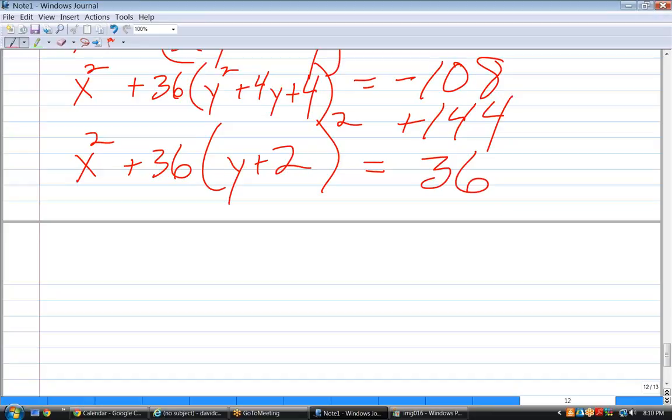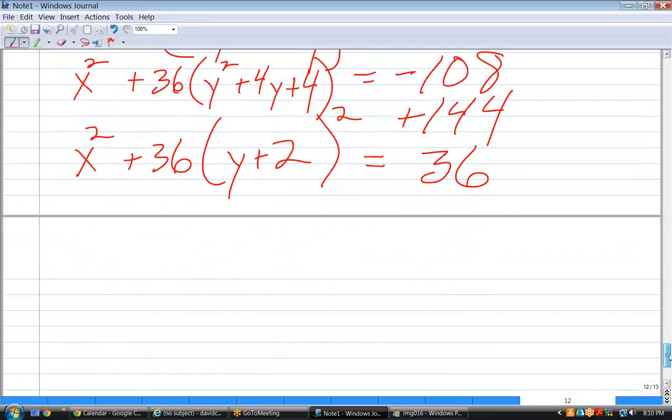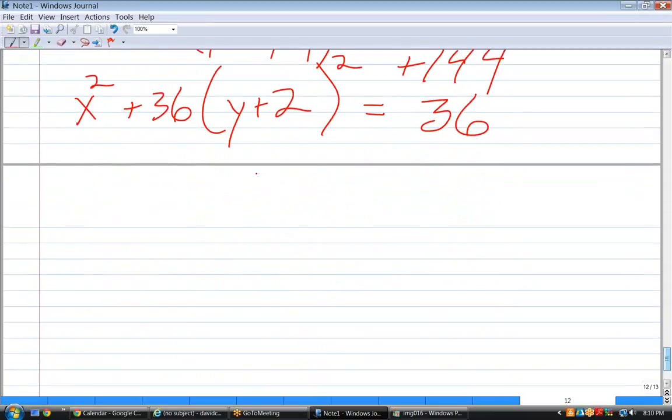Now what? Remember what the standard format is. It's equal to 1. That's the key. What do I do now? Hold on, I erased something I didn't mean to erase there. Put the 36 on the other side. How do I make that 36 on the other side equal to 1? Subtract 36? Nah, that'll just take it back away from the format.